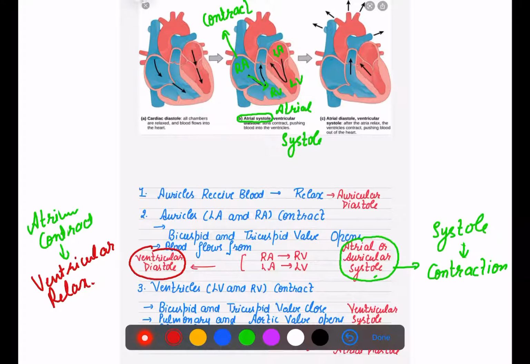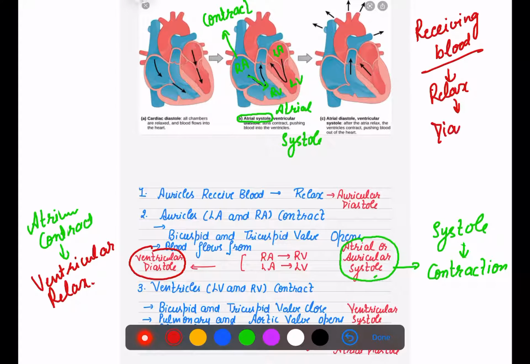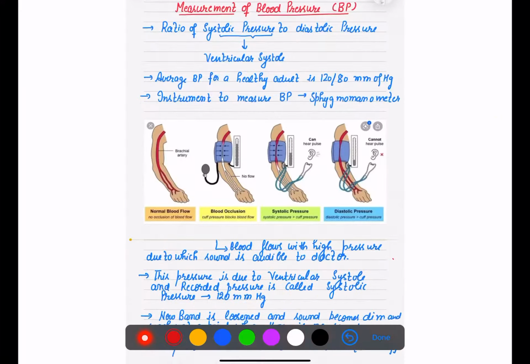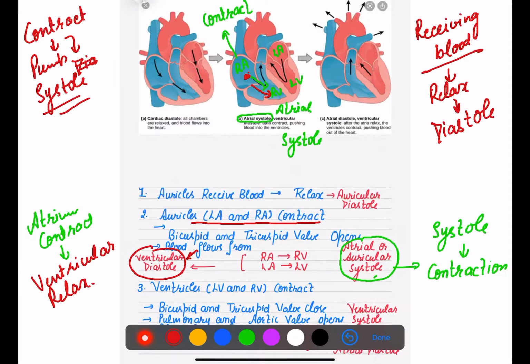Again I am repeating, when someone is receiving blood, जब कोई रिसीव कर रहा होता है ब्लड तो वो रिलैक्स होता है, और रिलैक्स होता है तो उसको क्या बोलते हैं? डायस्टोल. जब कोई कॉन्ट्रैक्ट करता है तो इसका मतलब वो पंप कर रहा है ब्लड, और कॉन्ट्रैक्ट करने को बोलते हैं सिस्टोल, और रिसीव करने को बोलते हैं डायस्टोल। अब यहाँ पे कौन कॉन्ट्रैक्ट कर रहा है, ऑरिकल्स, कौन रिसीव कर रहा है, वेंट्रिकल्स। These are contracting and they are receiving, so they are just relaxed, so that is why this is auricular systole.